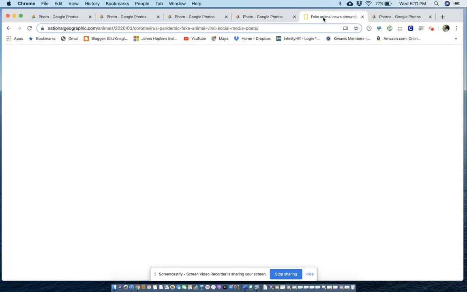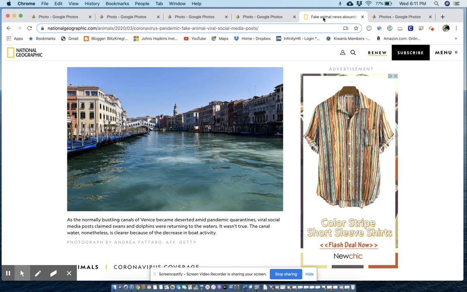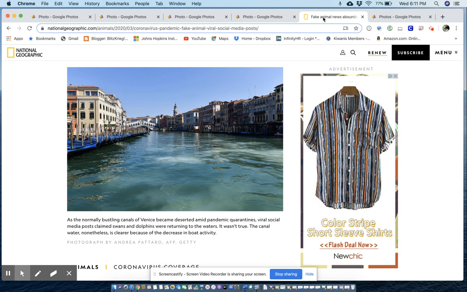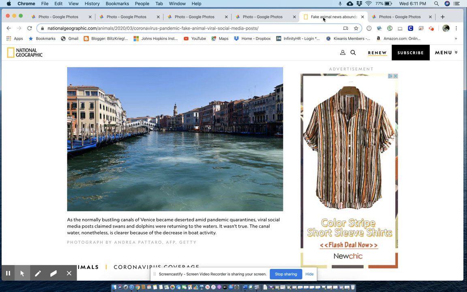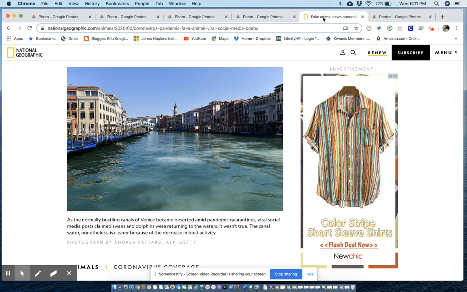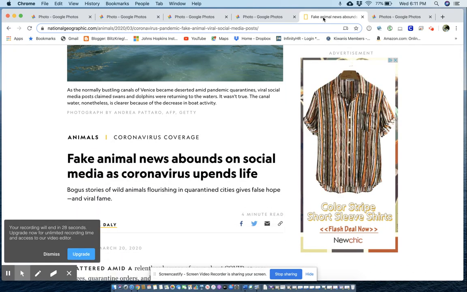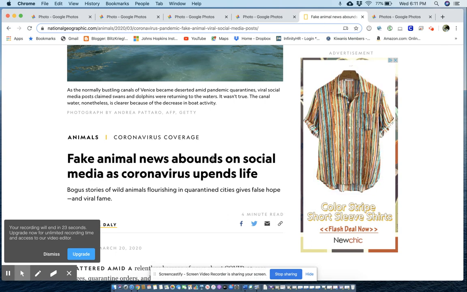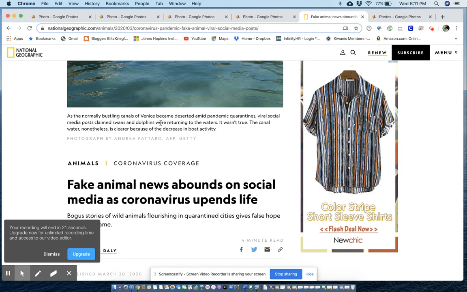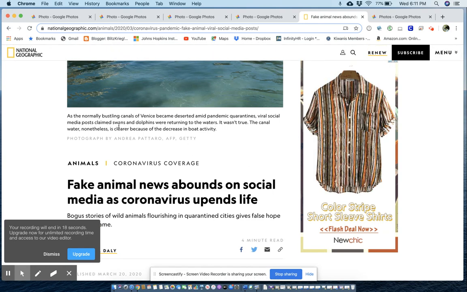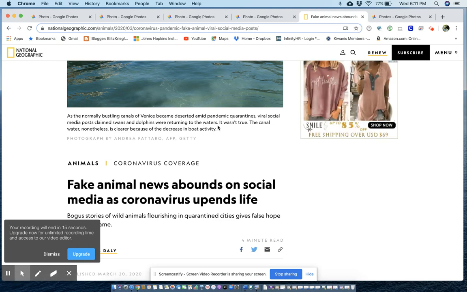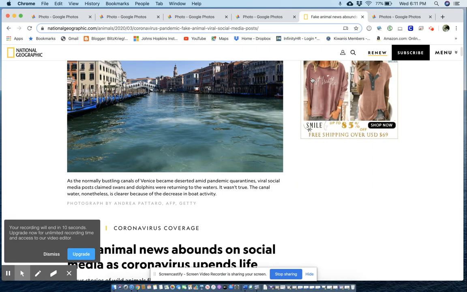Fourth block, remember how I'm always telling you guys that you can take a text and you can create meaning in it, that you always have to be careful of headlines. Remember we were talking about headlines that induce specific responses. Remember clickbait? Well, look at this. I found this story. One of my former students, an AP Lang kid, posted this. Fake animal news abounds on social media as coronavirus upends life. Guys, it wasn't true. As normally bustling canals of Venice became deserted, viral social media posts claimed swans and dolphins were returning to the waters. It wasn't true. The canal water, nonetheless, is clear thanks to reduced boat activity.